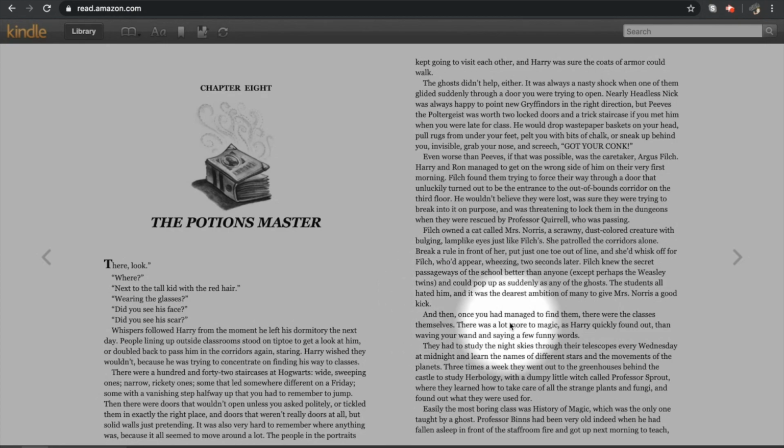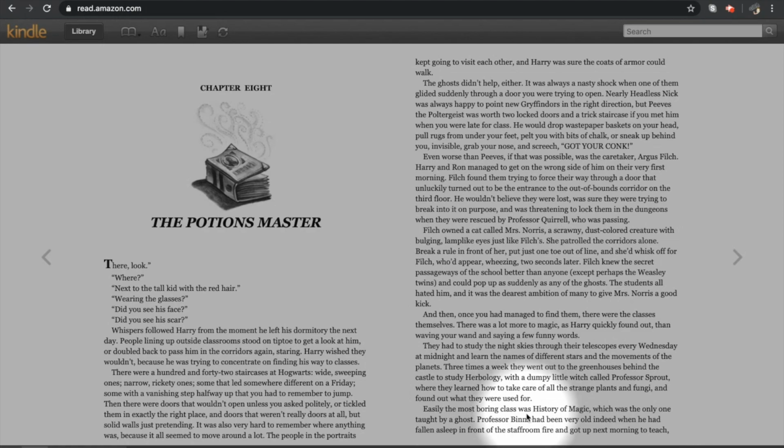And then, once you had managed to find them, there were the classes themselves. There was a lot more to magic, as Harry quickly found out, than waving your wand and saying a few funny words. They had to study the night skies through their telescopes every Wednesday at midnight and learn the names of different stars and the movements of the planets. Three times a week, they went out to the greenhouse behind the castle to study herbology with a dumpy little witch called Professor Sprout, where they learned how to take care of all the strange plants and fungi and found out what they were used for.